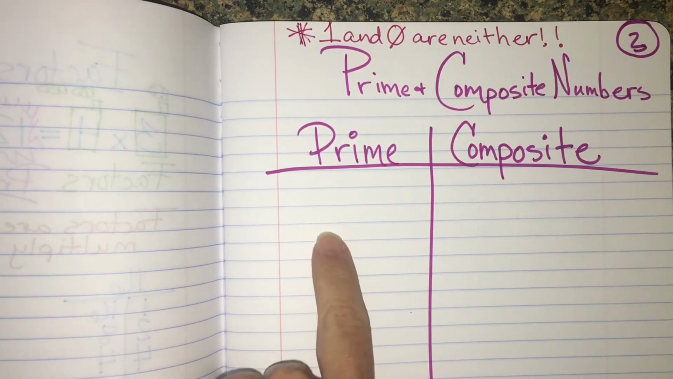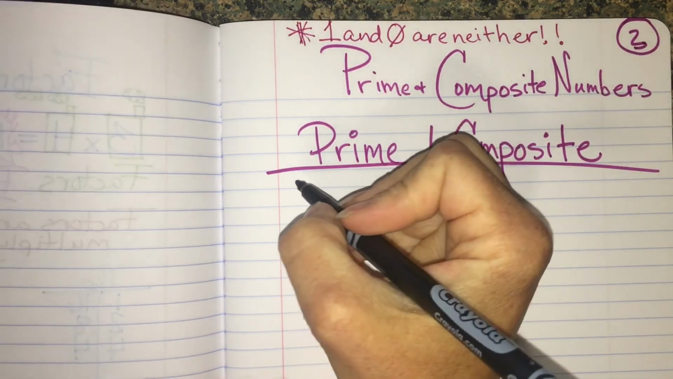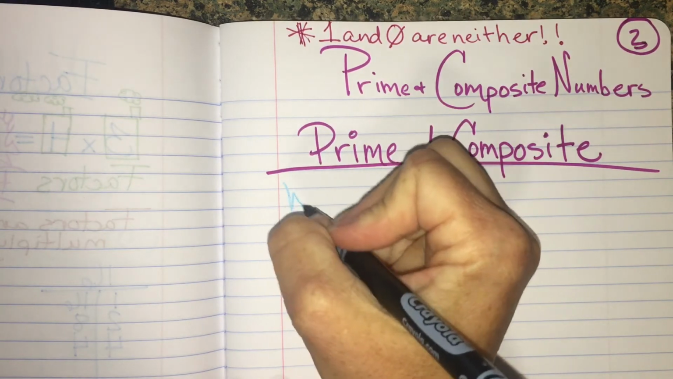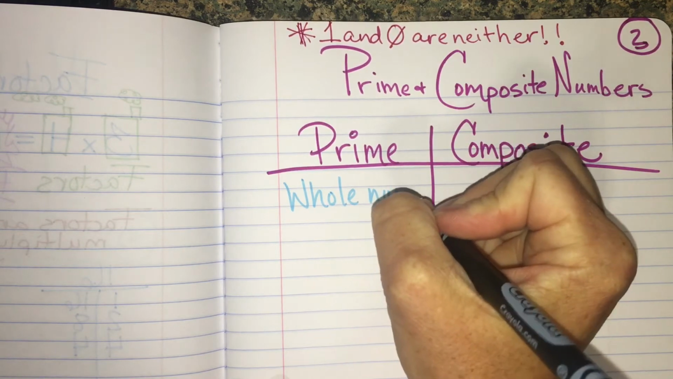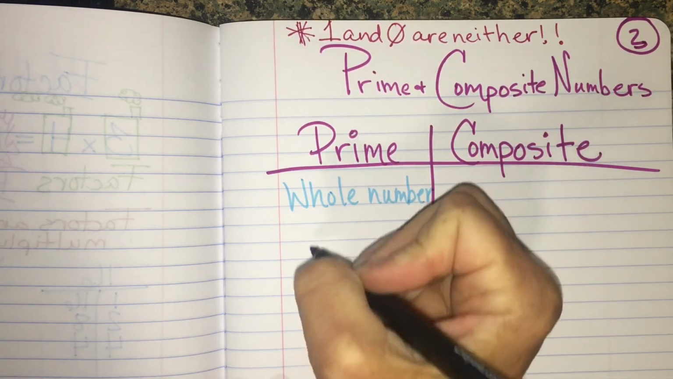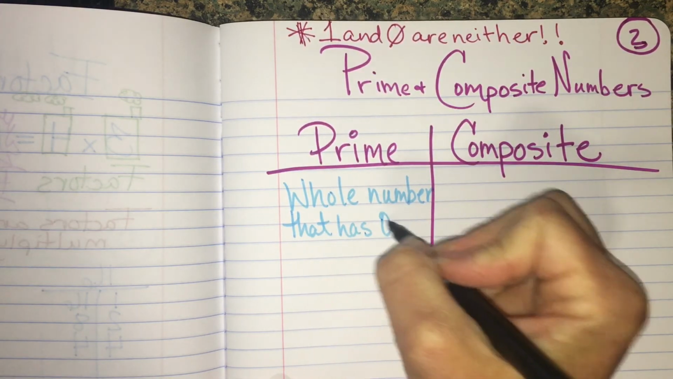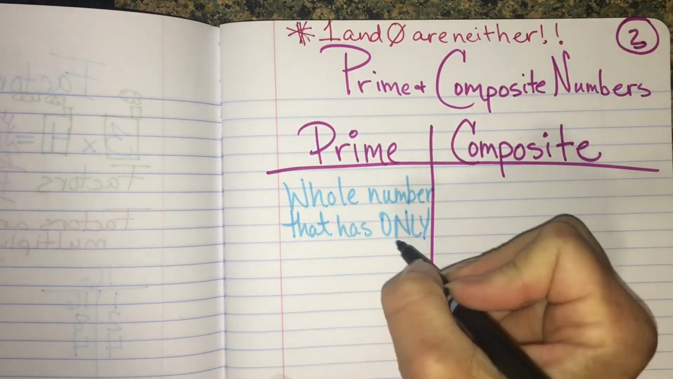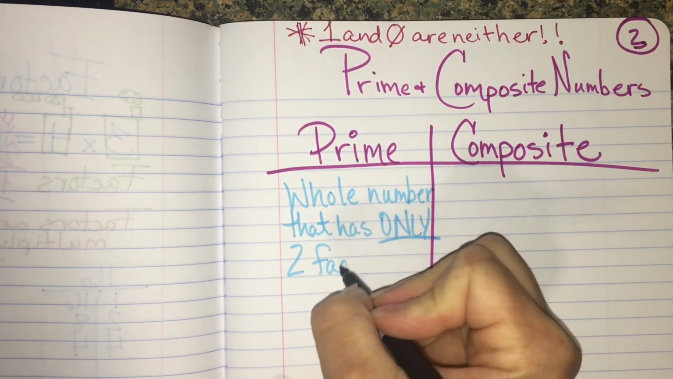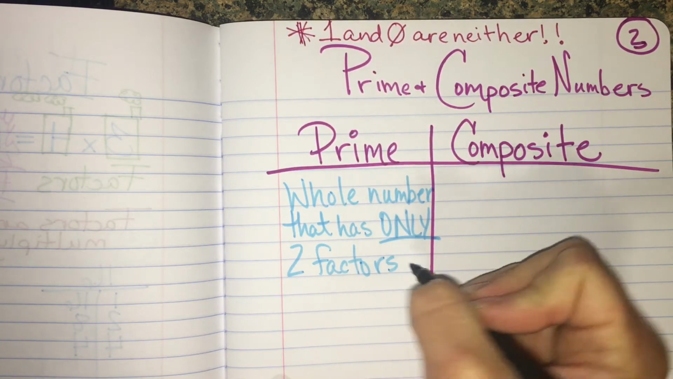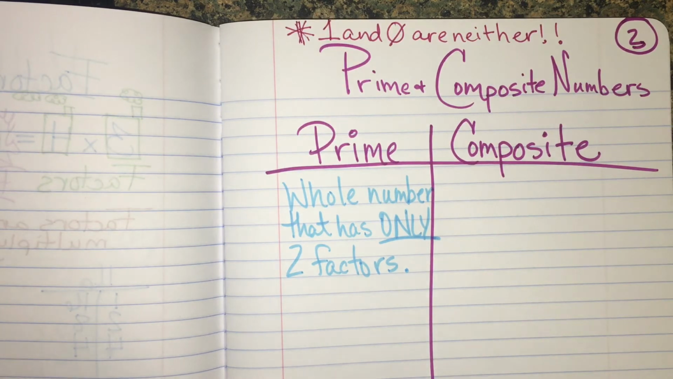So prime numbers are whole numbers, so it can't be like 1/2 or 3/4. A whole number that has only 2 factors. And we talked about factors yesterday. It has only 2 factors. And I'm going to give you an example of that right now.